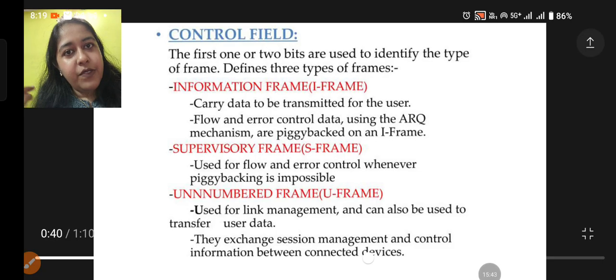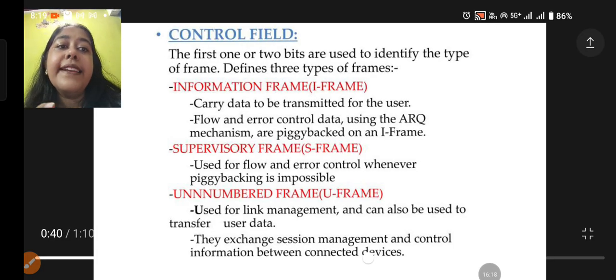Piggybacking we have already studied in the different videos, the different ARQs, everything I have already discussed, so I am not discussing it today. So basically this is the information frame, which carries the data to be transmitted for the user, and flow and error control through the ARQ mechanism that is piggybacked on the I frame, that is your information frame. Now next is the supervisory frame, the S frame. This is the second type of frame, used for flow and error control whenever piggybacking is impossible.